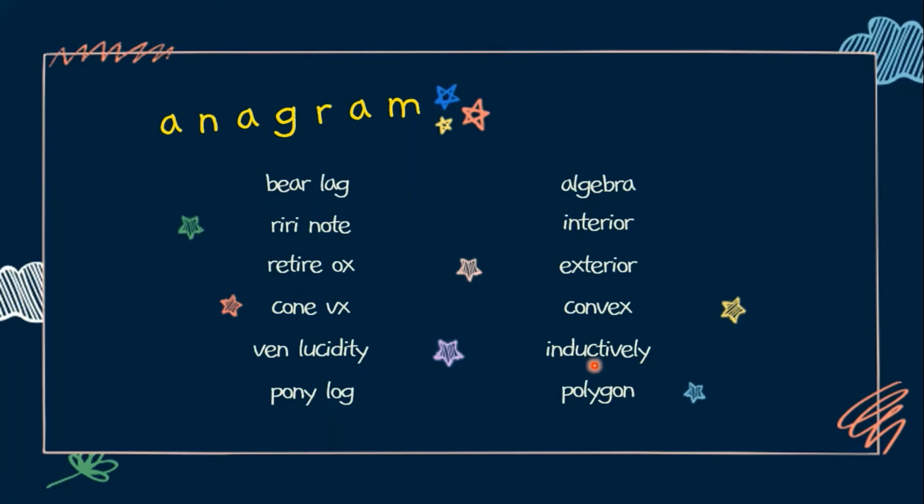Bakit nga ba tayo may inductively na word dito sa ating activity na anagram? That is because, as we go along our lesson for today, lesson 6, about interior and exterior angles of a convex polygon, we'll have to do it inductively. Kasi magsisimula tayo from general to specific hanggang makuha natin yung ating specific na kailangan. We'll have activities to prove that. We'll be using inductive reasoning for lesson 6.